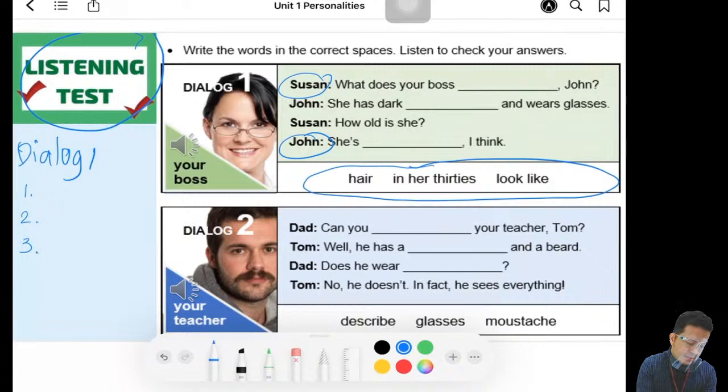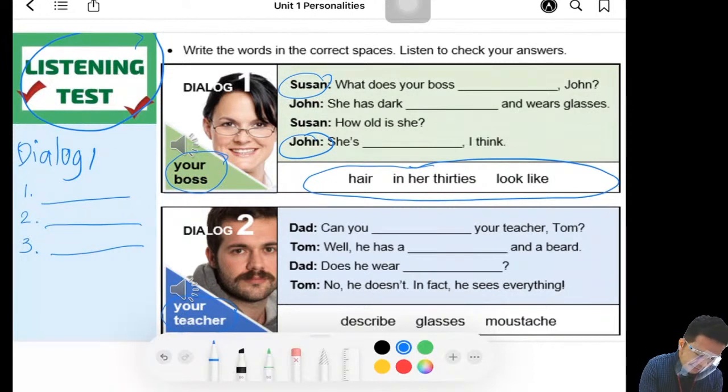Please write the answers here in numbers 1, 2, and 3. Please notice and take note of the correct spelling of your answers. Okay, good job. I think you're done. Now let's talk about your teacher. In dialogue 1, you have here your boss.